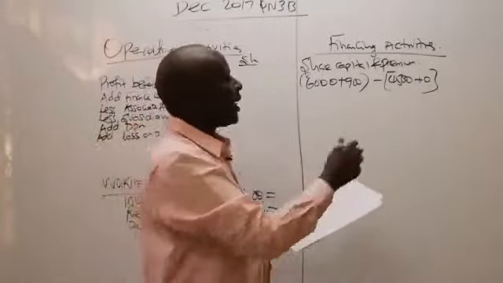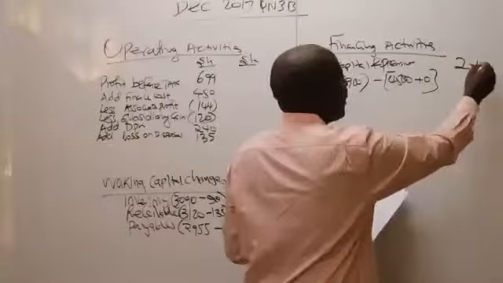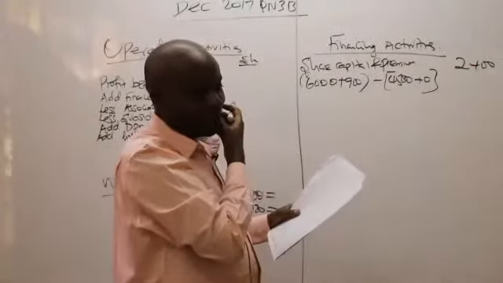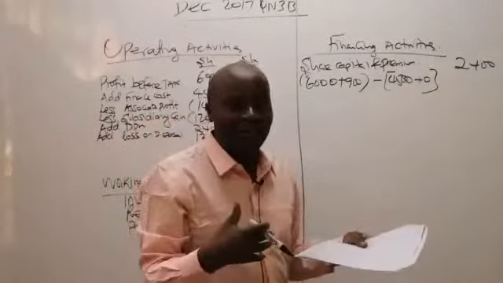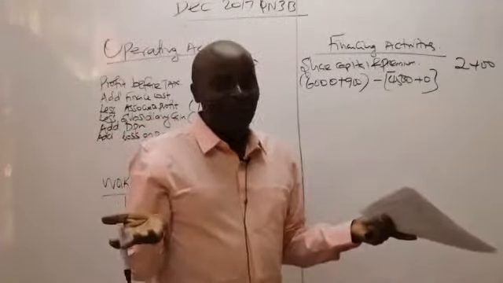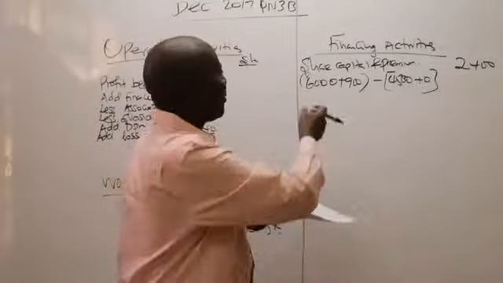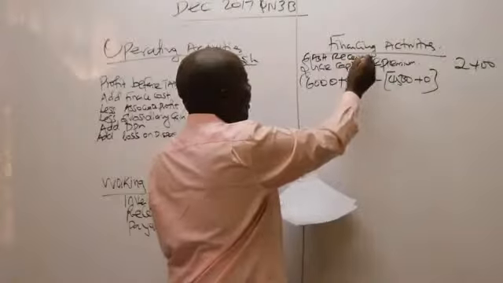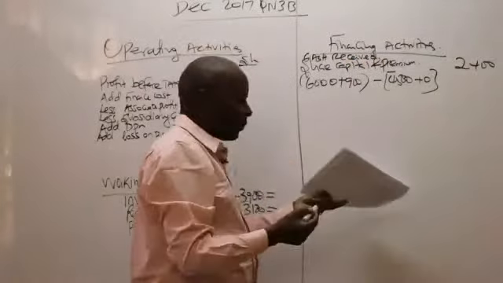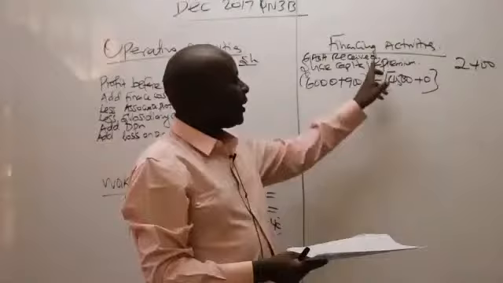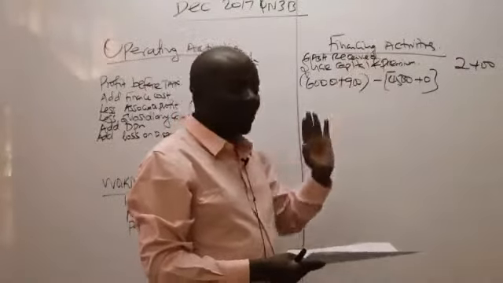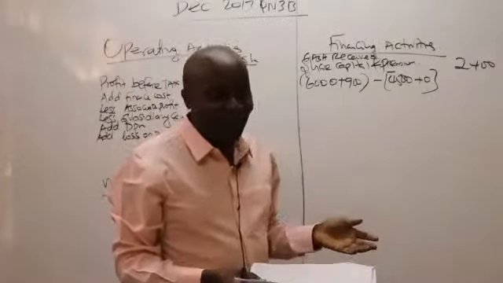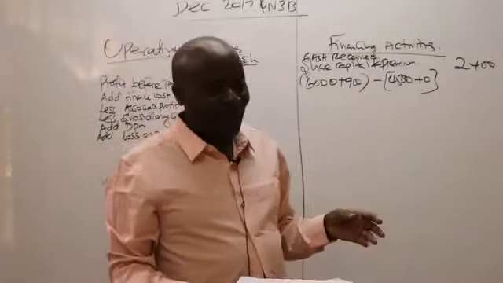2,400. So is it positive or negative? It is positive. So if it is positive, what does it mean? We received money, so you must have issued new shares. So you can mention here, this is cash received. If you want to demonstrate broad and deep understanding of the subject, you write here: from issue of new shares. But do you have that time? No, you don't have that time.